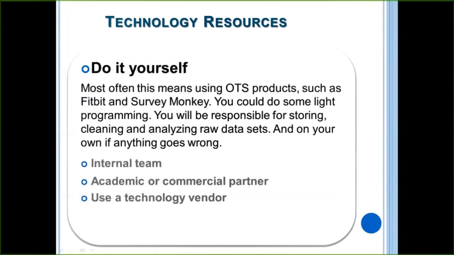For doing it yourself, most often this means using some sort of off-the-shelf product, such as a Fitbit or SurveyMonkey, to scrutinize the details and the consequences of some of these choices. And you need to confirm that you have access to the data going in and coming out of these devices or systems. Could it be possible that you mention one or plan a budget for one and then your IRB has a problem with it?